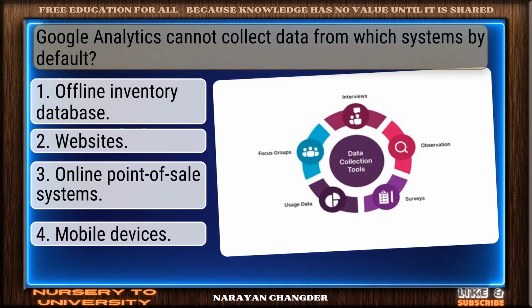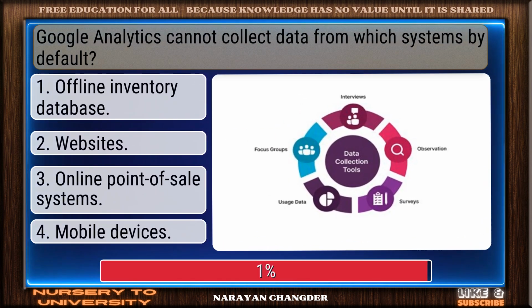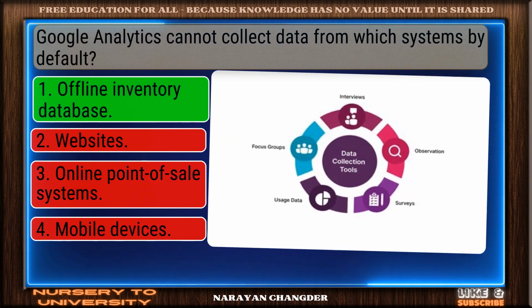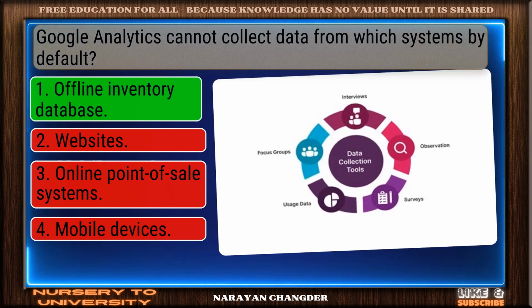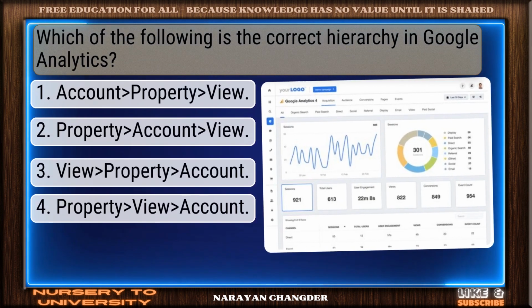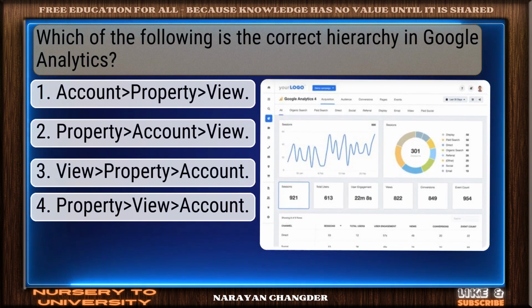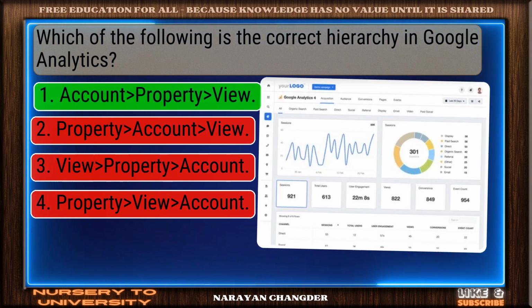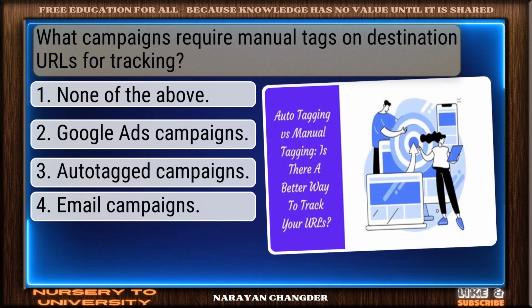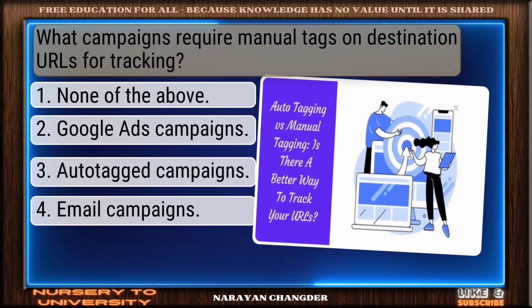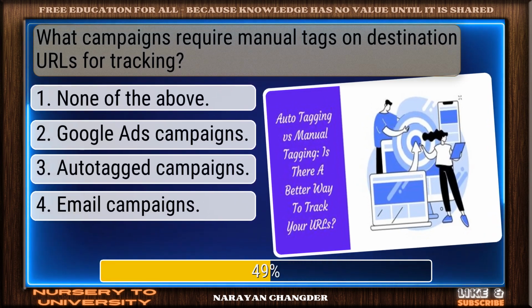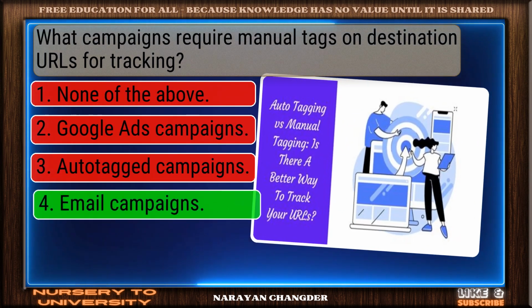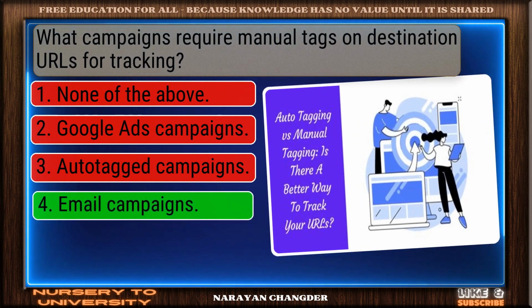Google Analytics cannot collect data from which systems by default? Right choice. Offline inventory database is the best answer. Which of the following is the correct hierarchy in Google Analytics? Correct response. Account property view is the most accurate answer. What campaigns require manual tags on destination URLs for tracking? Nice selection. Email campaigns is the correct and valid answer.